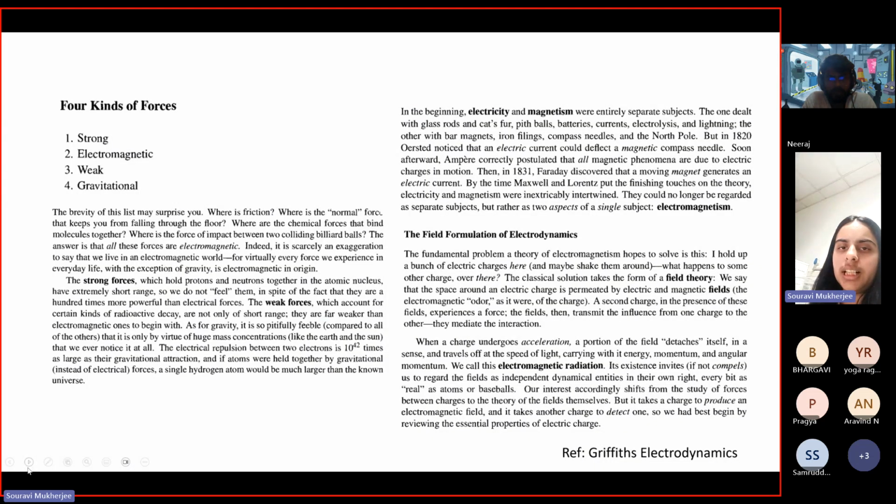So we know that there are four main kinds of forces. We can talk about strong forces, which are there in the nucleus. These are forces which bind the protons and neutrons, but they are short range forces. Then we have weak forces, which are there during radioactive decay, but these are also short range. Electromagnetic forces and gravitational forces are the two kinds of fundamental forces, and they are long range forces.